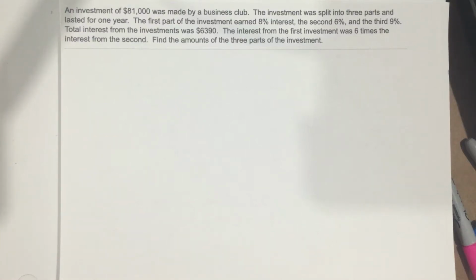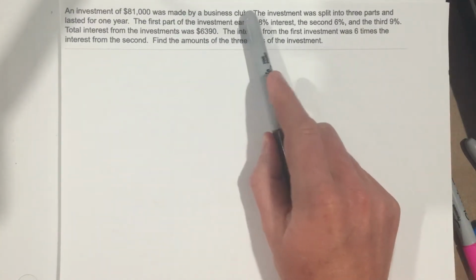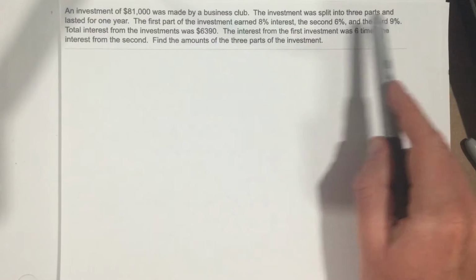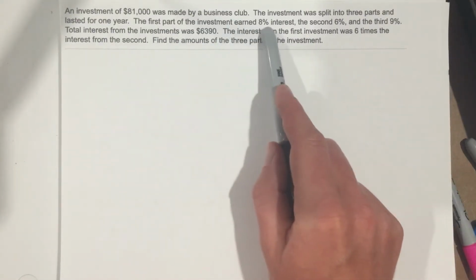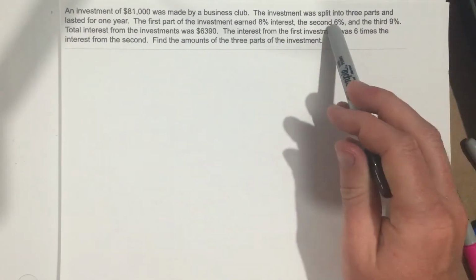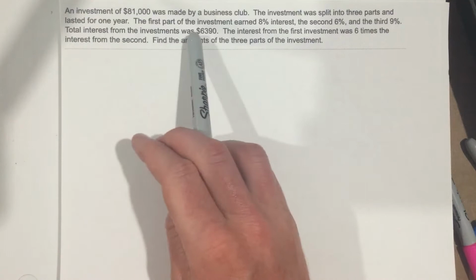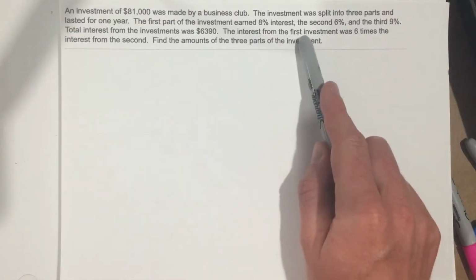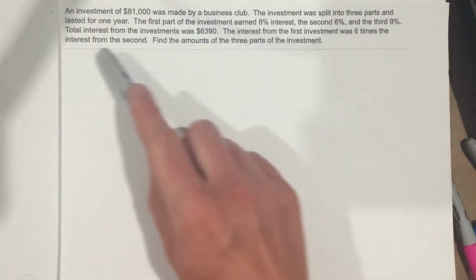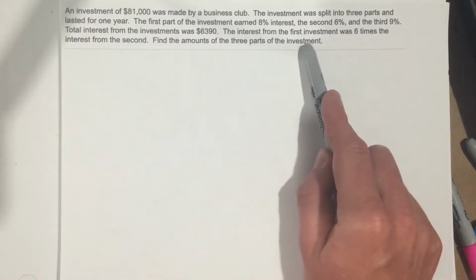This is problem number 9 from section 9.3. An investment of $81,000 was made by a business club. The investment was split into 3 parts and lasted for 1 year. The first part of the investment earned 8%, the second 6%, and the third 9%. Total interest from the investments was $63.90. The interest from the first investment was 6 times the interest from the second. Find the amounts of the 3 parts of the investment.